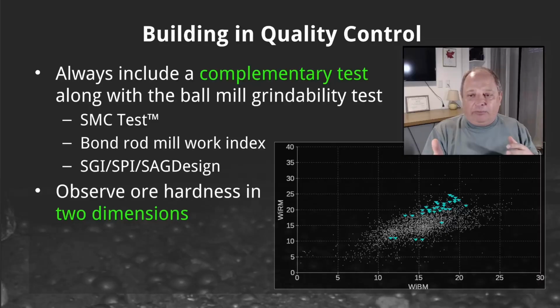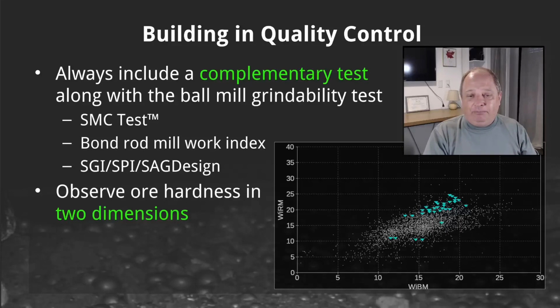at the lab with your ball mill work index. Alternatively, it could also be the rod mill work index. In this case, it's off. But in general, all of the points that are up in that nice cluster, you've got pretty good confidence that those are robust tests. And then you can start asking questions about these outliers.